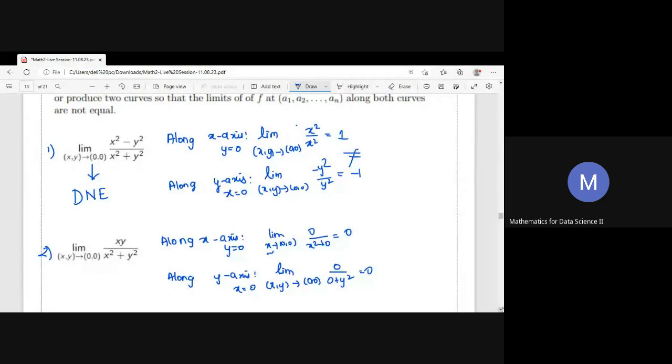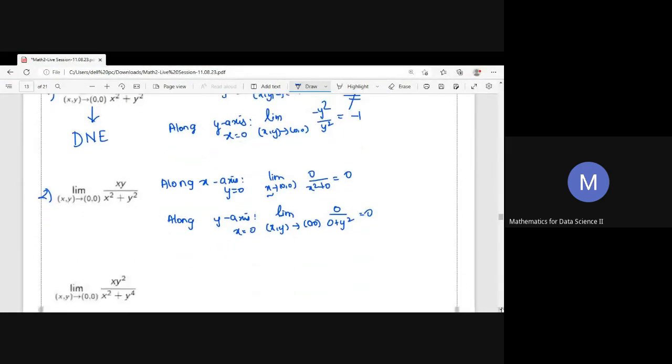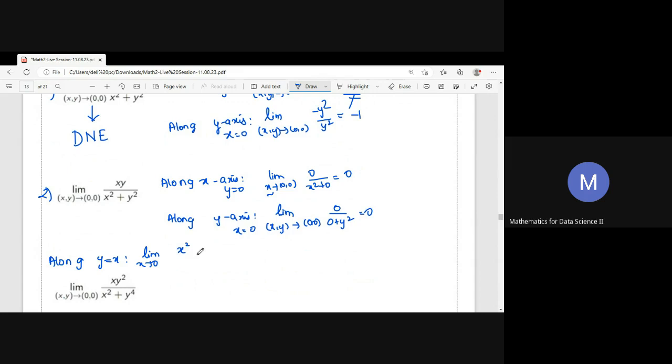Okay. Now, in this case, we have to look for the next option. What happens along y is equal to x? Let us check. Limit x goes to 0, you have to substitute y with x. So x squared by 2x squared, which is 1 by 2. So you see that this is not equal to the limit of the other values. Does this limit exist then? No, it does not exist. So this is not equal to these values here. That is why the limit does not exist.